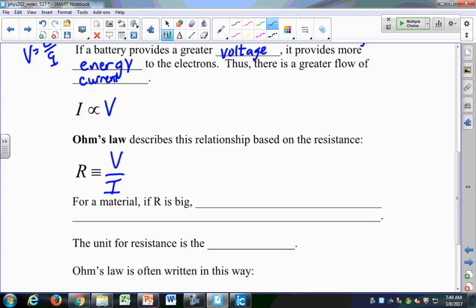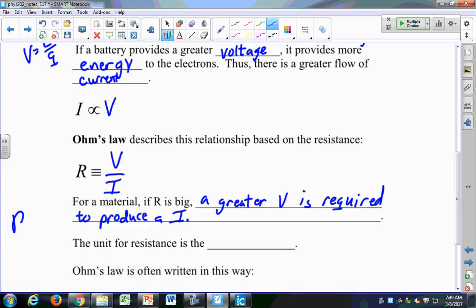So we define R as V divided by I. For a material, if R is big, a greater potential difference is required to produce the same current. So that's just saying R is equal to V over I. If I have a big R, then I need to increase my V in order to produce this current. So my voltage and my resistance are related in that way.